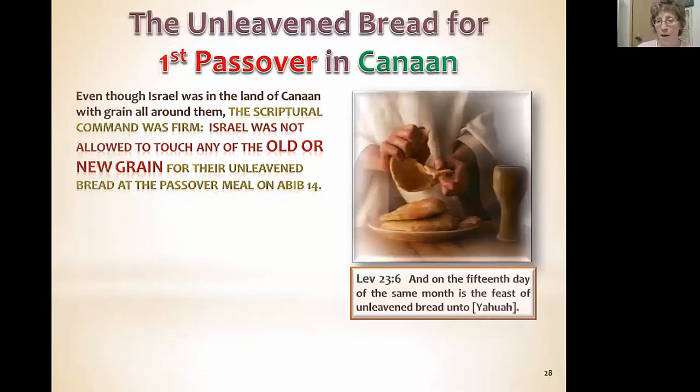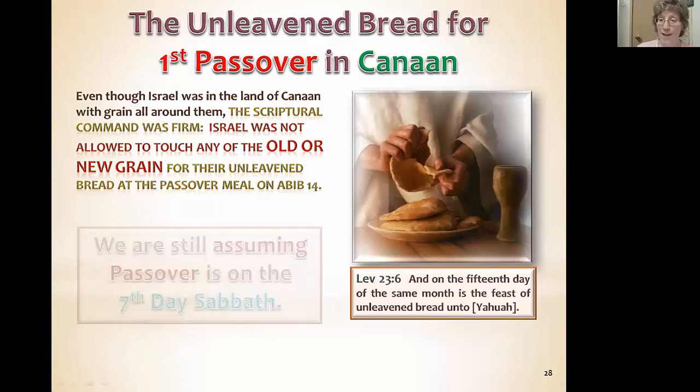Let's just read the box here in Leviticus 23:6. You all know this. On the 15th day of the same month is the feast of unleavened bread unto Yahuwah. And even though Israel was in the land of Canaan and had grain all around them, the scriptural command was firm. Israel, you are not allowed to touch any of that grain. I don't care if it's old grain or new grain, wheat or barley, you just don't touch it. And you can't have any for unleavened bread on Abib 14 Passover. You'll have to figure out something else. So I think they used the manna.